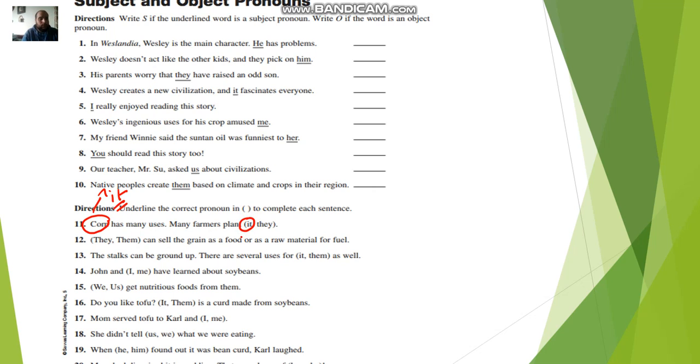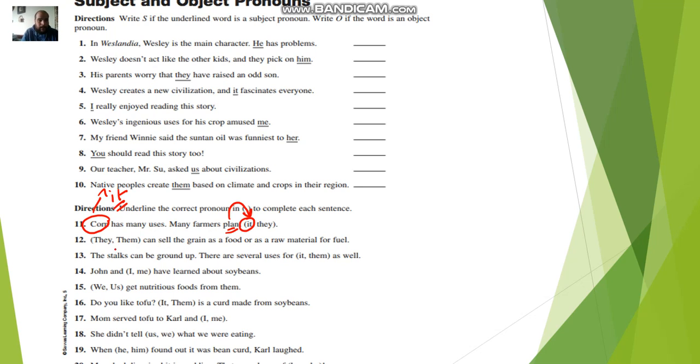Is it an object pronoun or a subject pronoun here? I have to check. I have the verb to plant, and it comes after the verb, so it's an object pronoun. Is it the doer of the verb, or is it being planted by the farmers? It's the receiver of the action of being planted, so it's an object pronoun.